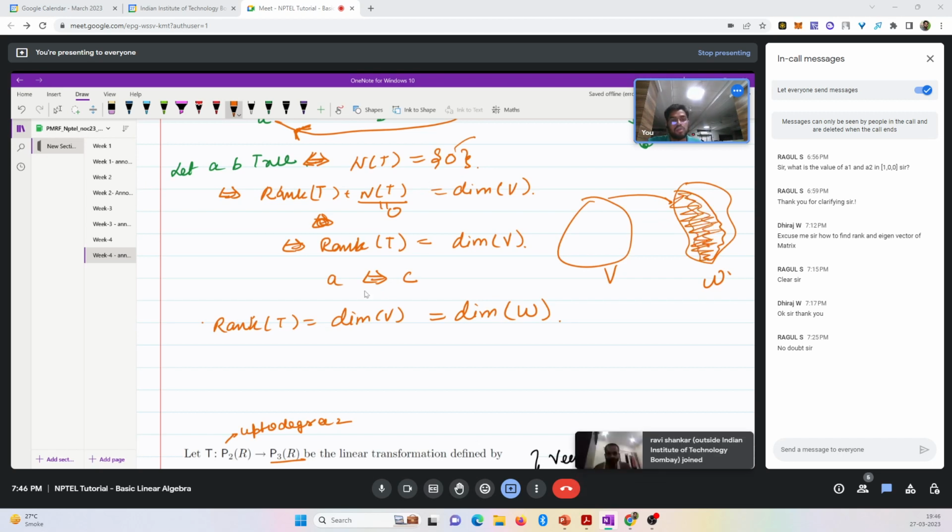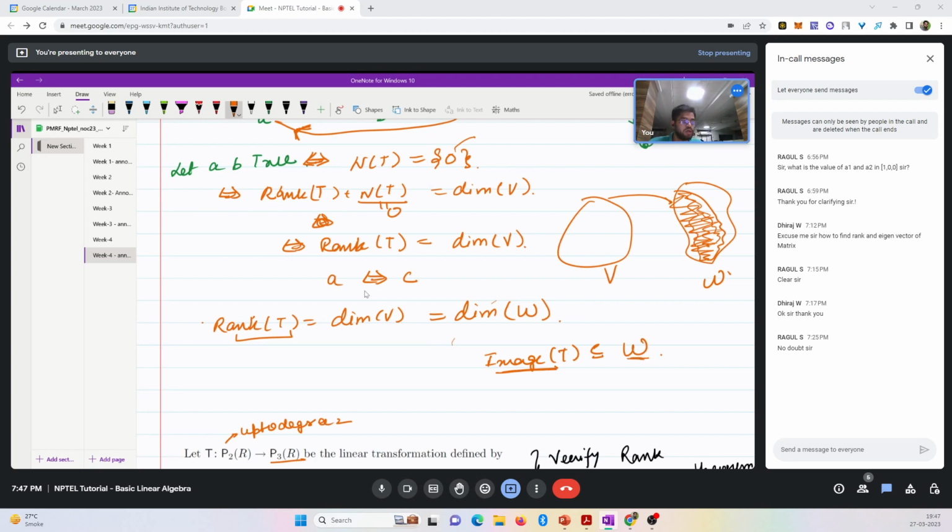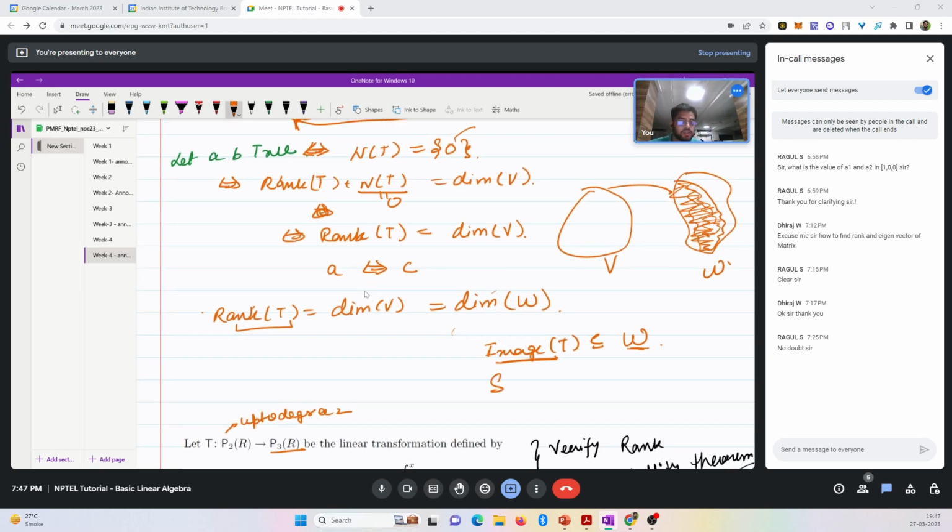Now, if my rank is equal to the dimension itself, because the image space of T is a subset of your W, if the ranks of both these things become equal, in the case of finite dimensional sets, then both these sets actually become equal. So let's say that you have some subset of R2. Now if the rank of that subset is also 2, then that is in fact R2 only, right? Then it will span the complete R2.